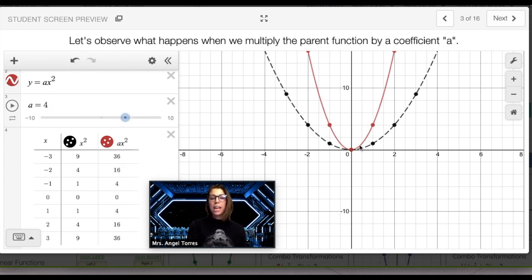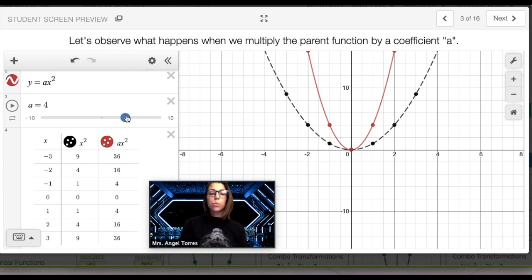Now my quadratic is much thinner than the parent function, and if we look in the table, that's because all of my outputs have now increased by a factor of 4, which means where my output used to just be 1, now my output is 4. And where my output used to just be 4, now my output is 16. So this is called a vertical stretch because your outputs are increasing faster than they were in the parent function.